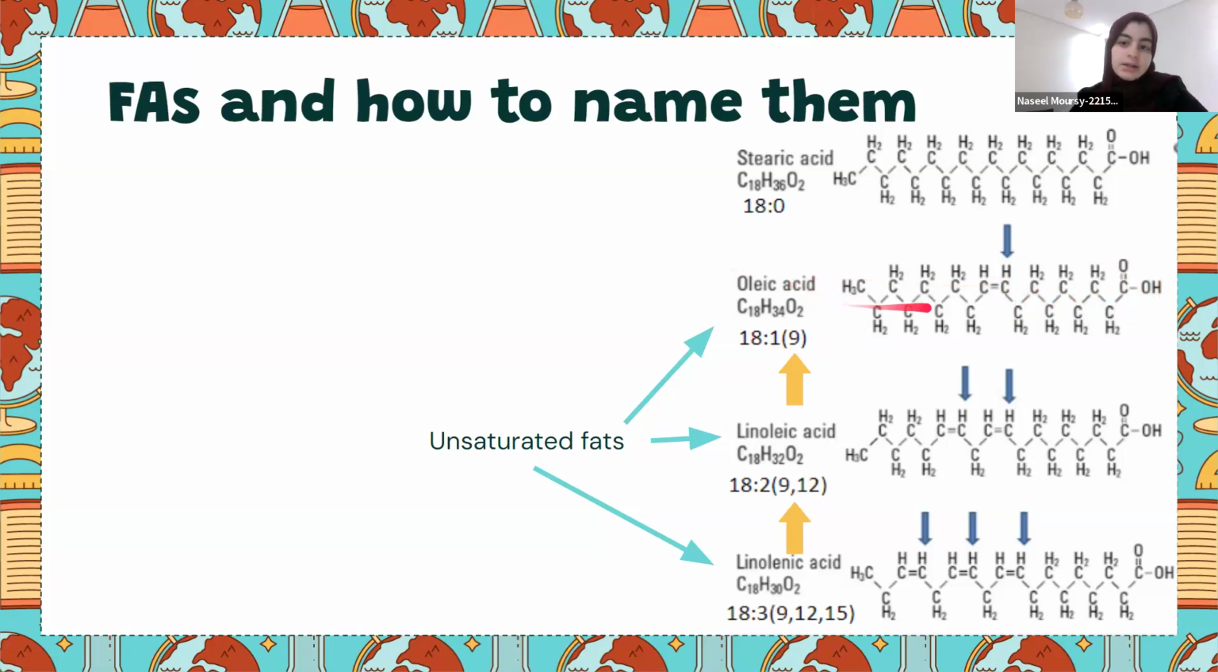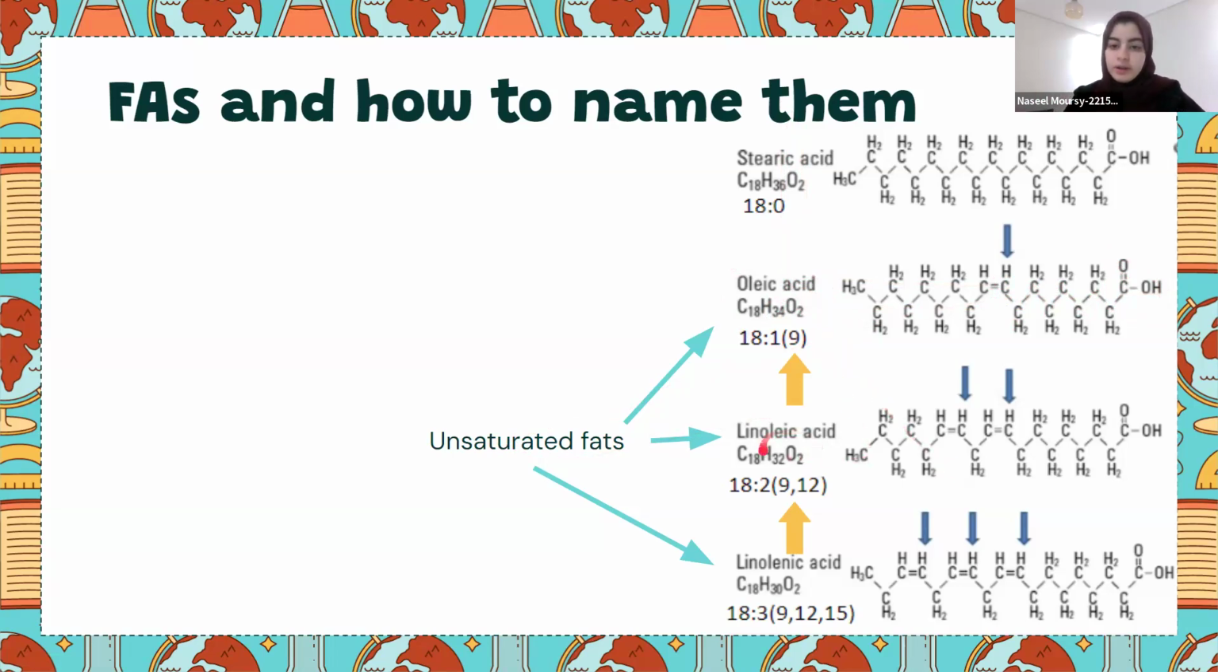Oleic acid, since it has a double bond, is an unsaturated fat. Can we make oleic acid in the body? Yes. Stearic acid and oleic acid are made in the body too, but they're not using the fatty acid synthase enzyme. They're using other enzymes, and we'll name them later on.